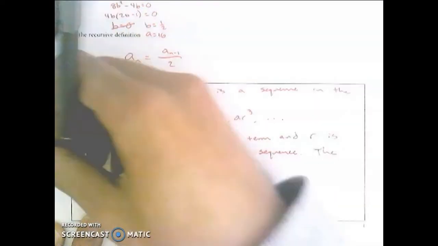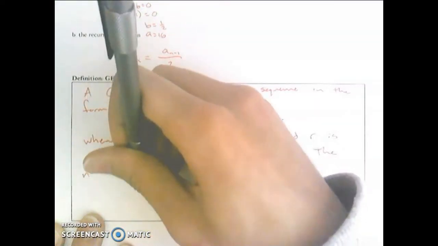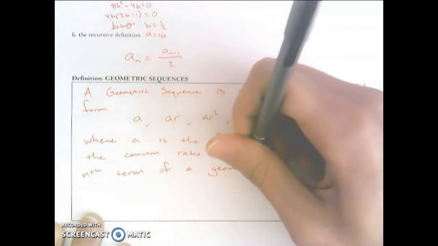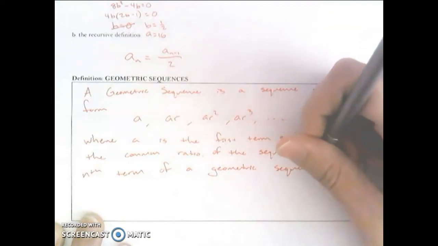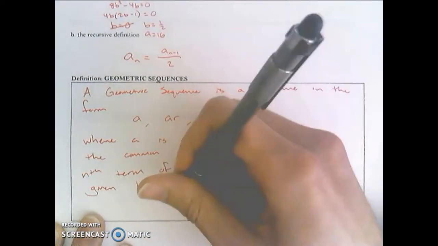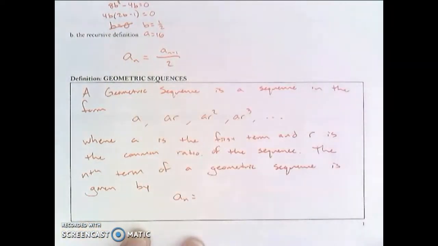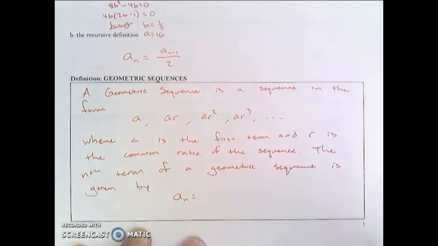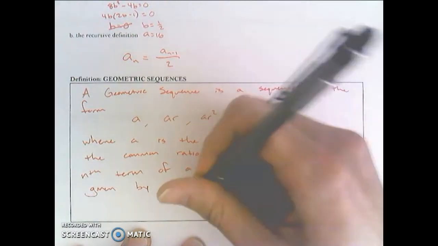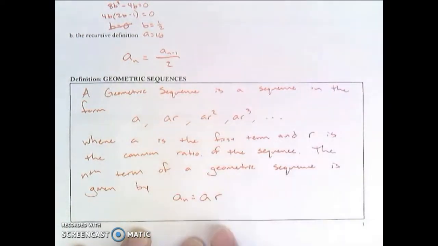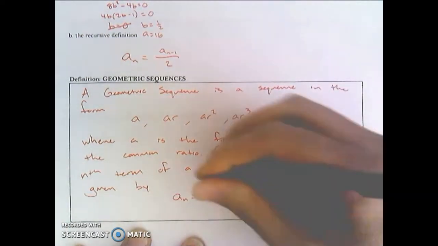The nth term of a geometric sequence is given by a sub n equals, well, let's see if we can come up with the pattern. Each successive term is multiplied by r. We know that the first term is a. So if we're modeling this using an exponential function, we can say that it's our initial value a, times our multiplicative rate of change r to the n.